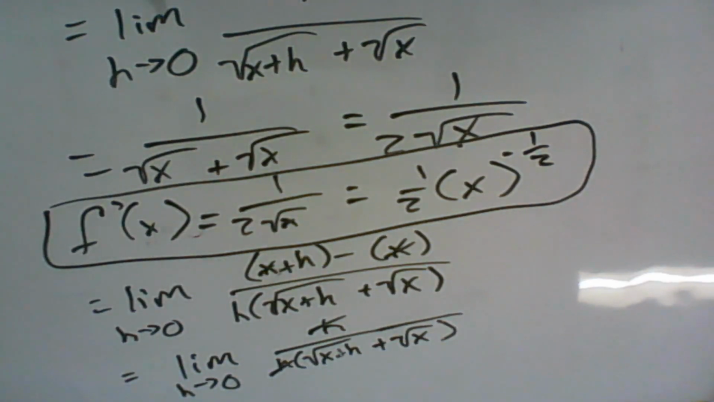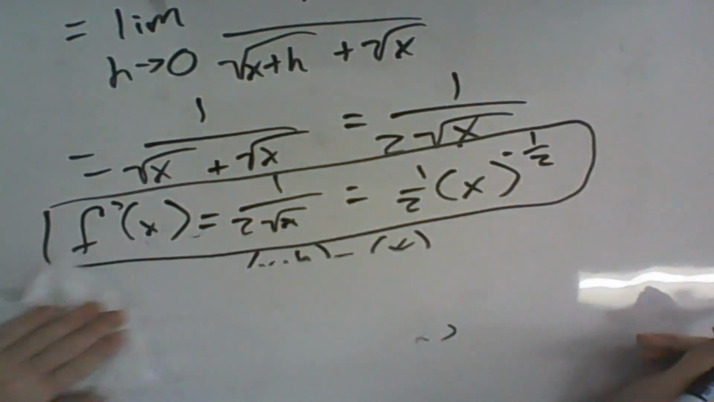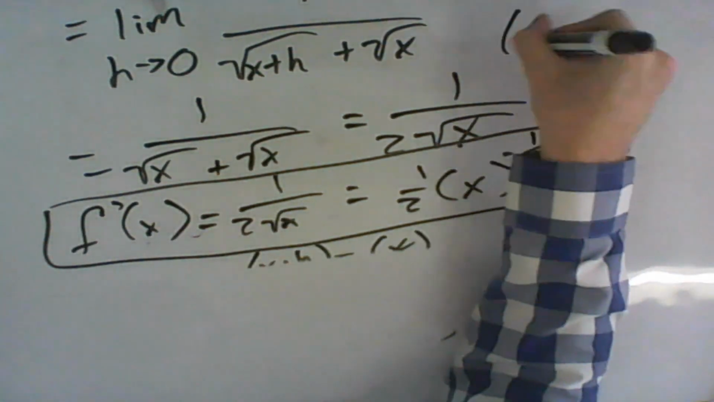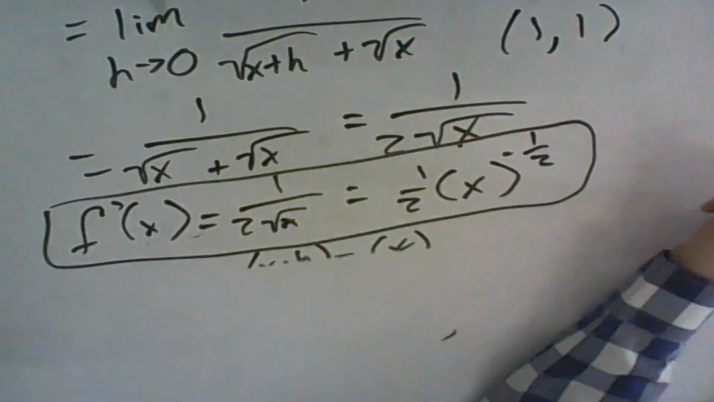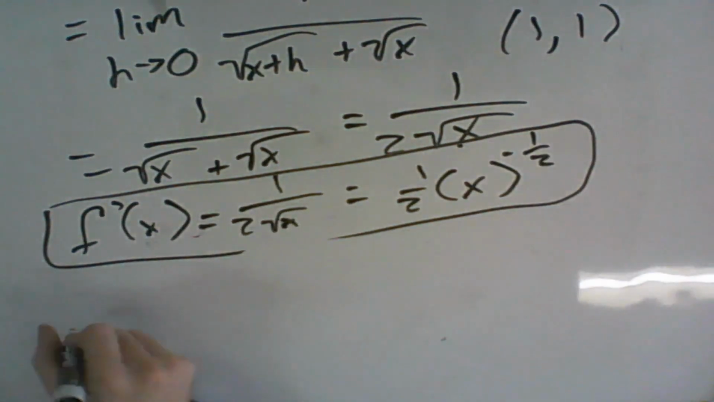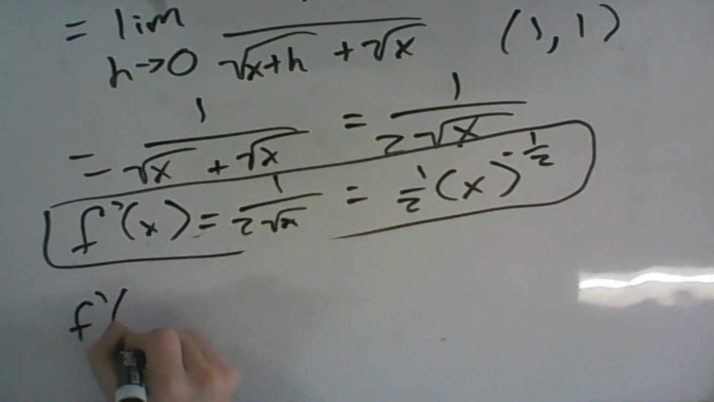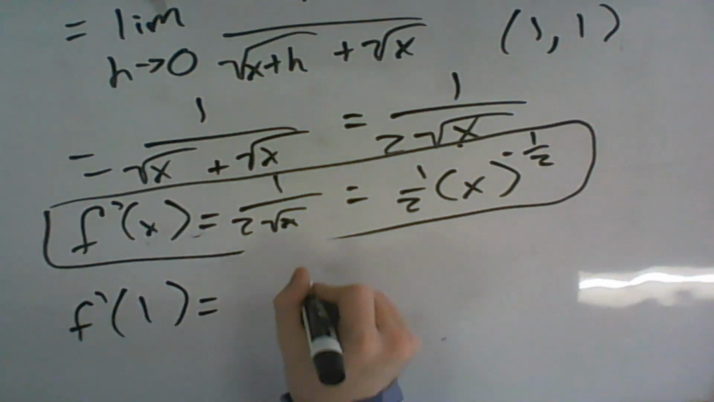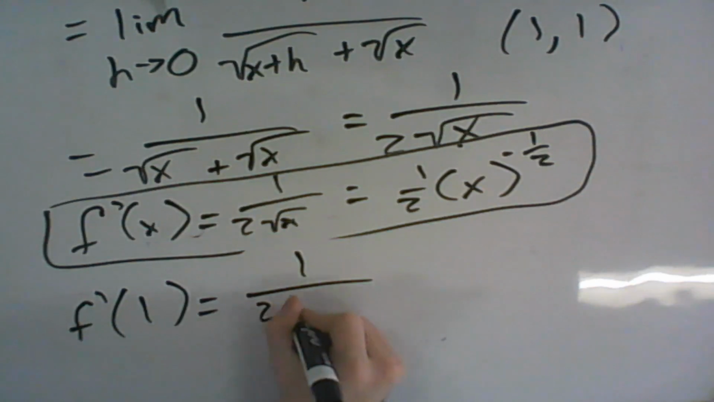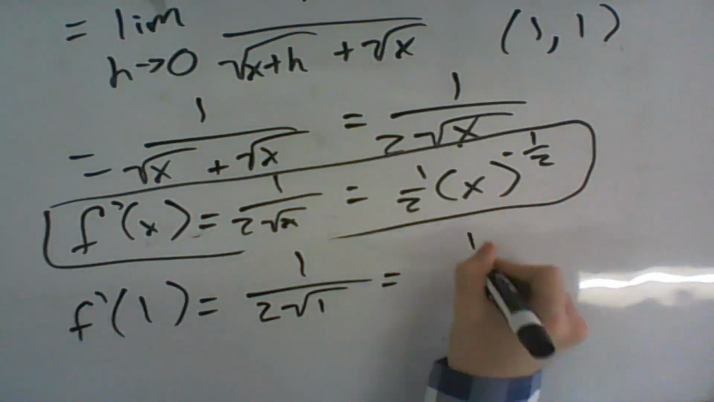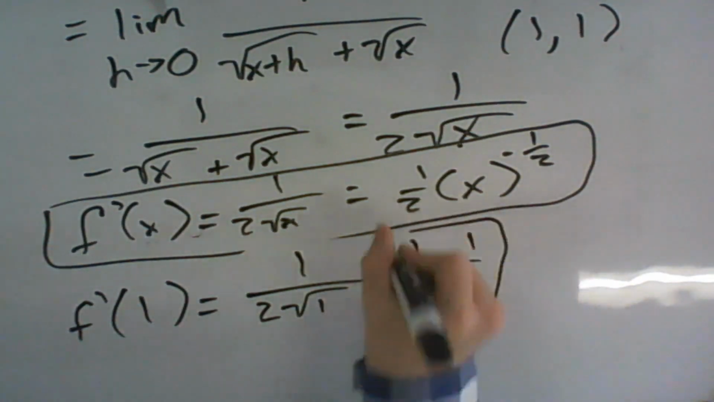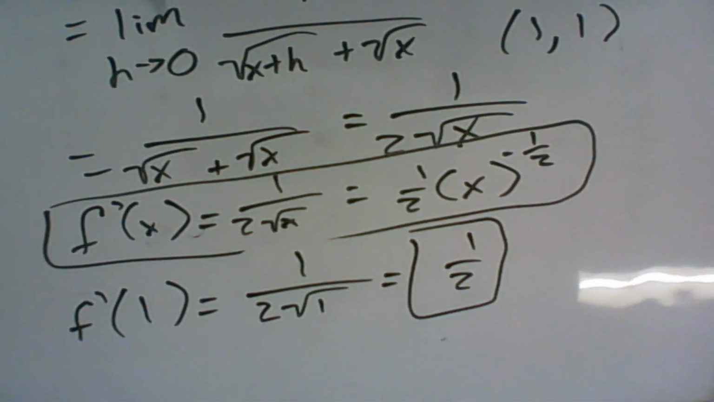Okay, so that's one of our solutions. That's one of our parts. The other part is plugging in a point, and the point we're plugging in is at 1, 1. So all we're doing is plugging in f prime of 1. And we're going to get 1 over 2 times the square root of 1. It's going to just be 1/2. There's our solution. So we have two solutions, the point and the f prime of x.